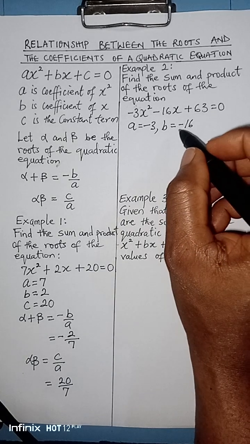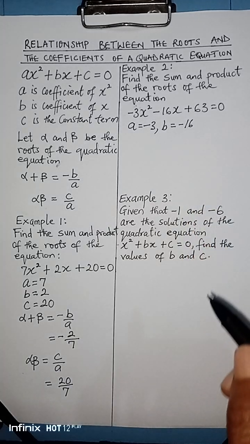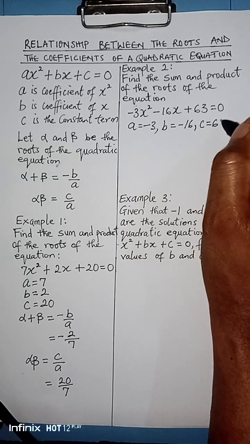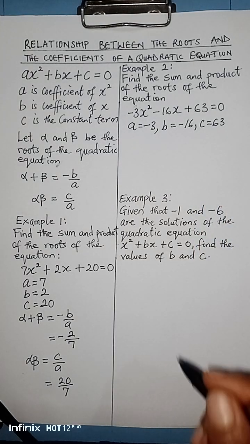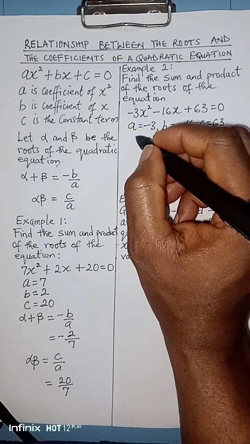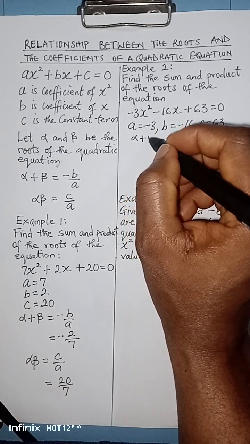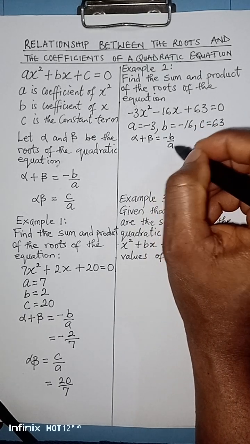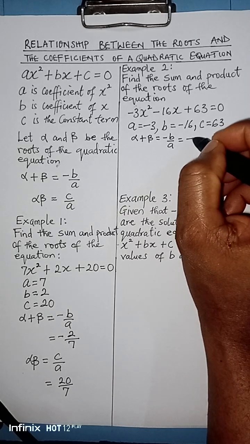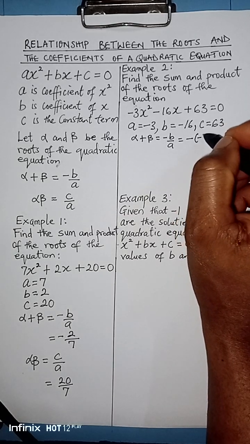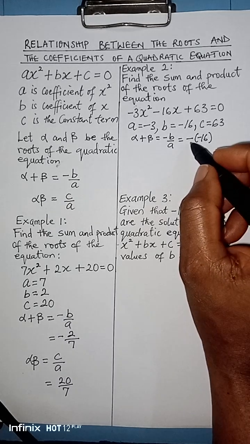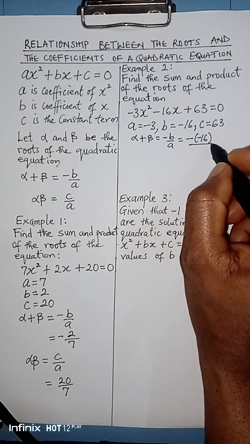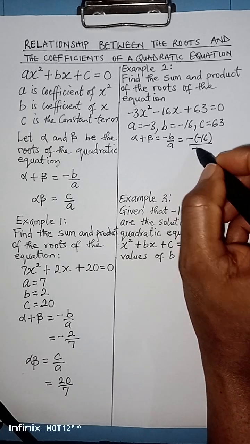It's important you always recognize the signs attached to the numbers. And what is our c? Our c is 63. Once you've taken that step, the next step is to get the sum. Alpha plus beta, which is minus b over a. So this will be minus, what is b? Minus 16. So you have to be very careful of the signs. Very important. If not, you're going to make a mistake. Over, what is our a? Minus 3.